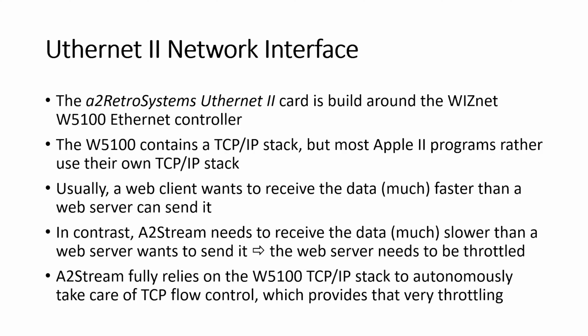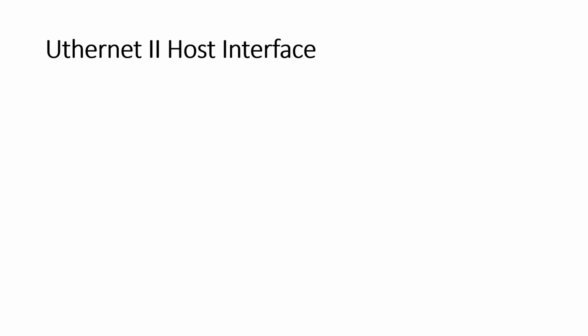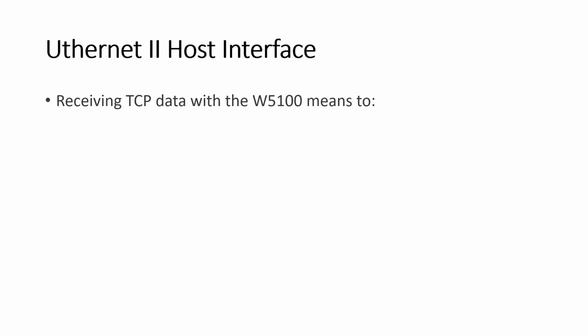And A2Stream fully relies on the W5100 TCP/IP stack to autonomously take care of TCP flow control, which provides that very throttling. So from the network perspective, the W5100 chip is just great. But from the perspective of accessing it, being the host, it's not that easy.